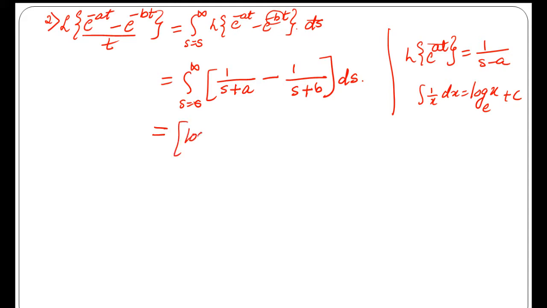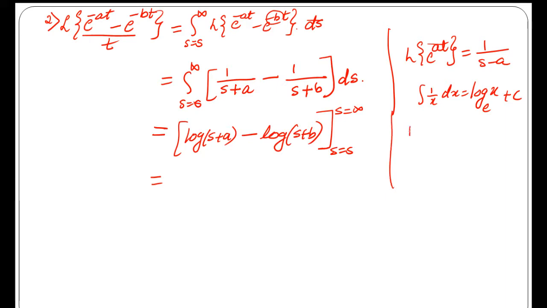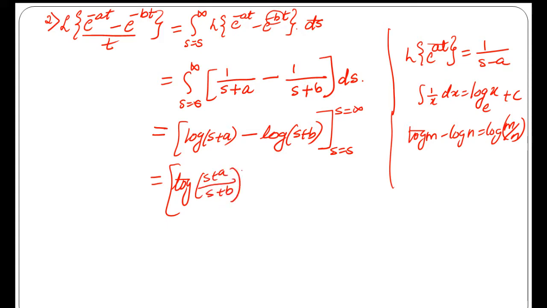So this becomes log of s plus a divided by 1, since the coefficient of s is 1, minus log of s plus b divided by 1, with limits s to infinity. Apply the second law of logarithm: log m minus log n is equal to log of m by n. So we can write this as log of s plus a by s plus b, with limits s to infinity. Now apply the limits.